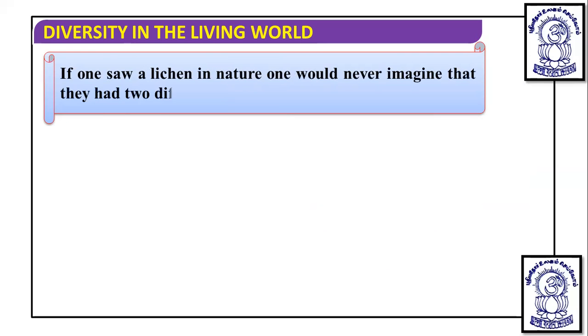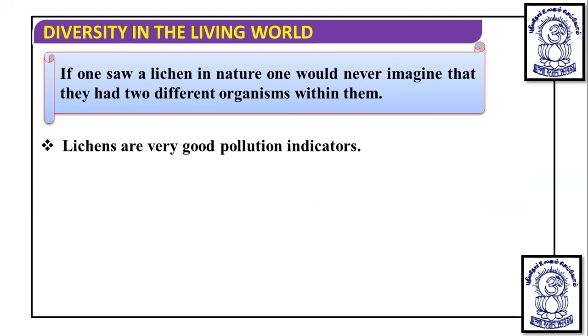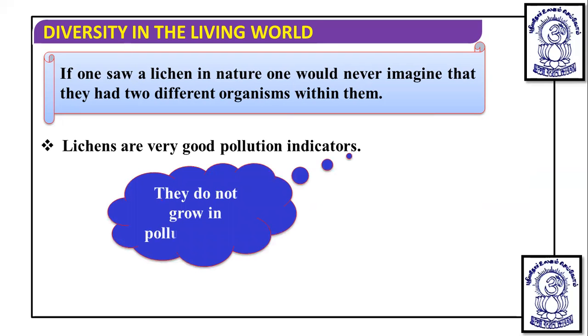If one saw a lichen in nature, one would never imagine that there are two different organisms within it, because they lie so closely with each other. They work as one body. And it is known that lichens are very good pollution indicators.